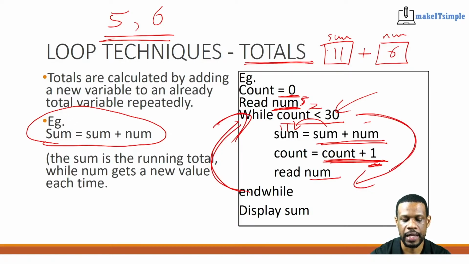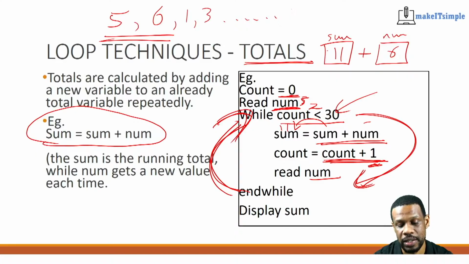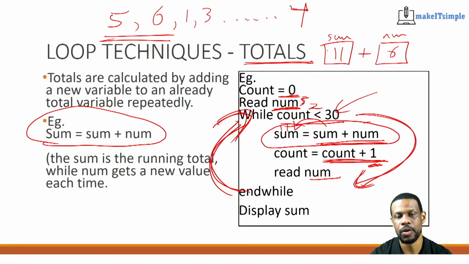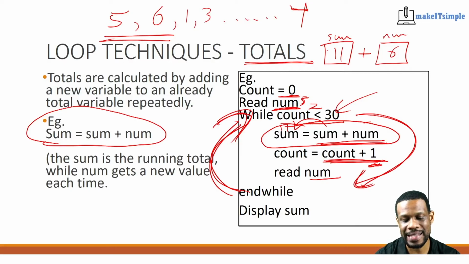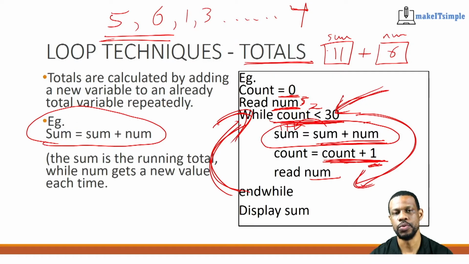So you can imagine that this loop will keep going. And it will keep going. And eventually, whoever is using the program would have put in 5, 6, 1, 3, 2, all the way down to whatever other number they decided to put, which will be like a 4 or something. And at the end of it all, this statement here, sum is equal to sum plus num, will keep adding all the new numbers back to the previous value of sum, and it will keep updating constantly as long as the loop is working, or as long as the loop is available. The only time this loop will stop will be when the count reaches 30.